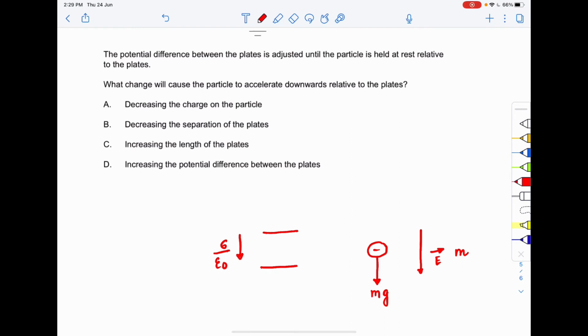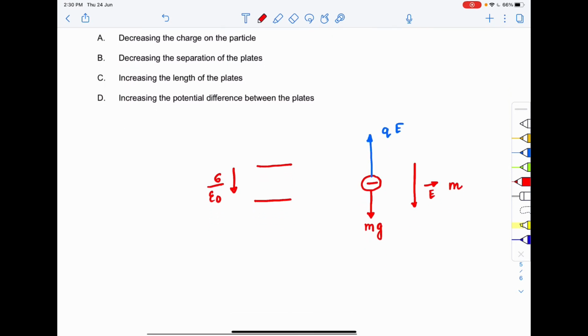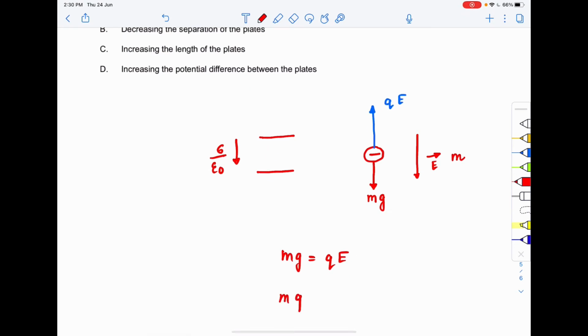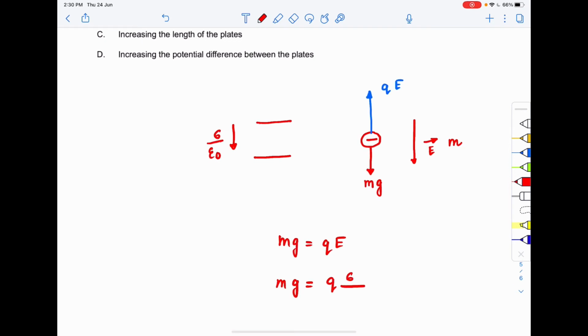So what will be the force acting on the particle? Since it is a negatively charged particle, the force acting on the particle will be upward, right? So this will be equal to Q times E, right? And for equilibrium what should happen? mg should be equal to Q times E, right? So mg will be equal to q times E, where E is sigma by epsilon naught. So this is the equation for equilibrium.